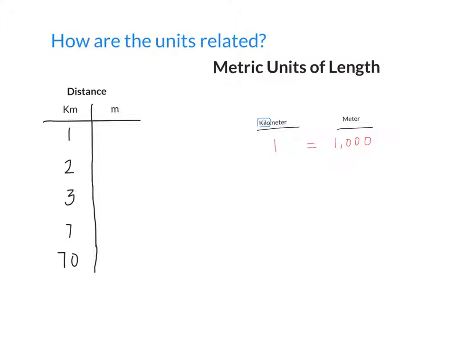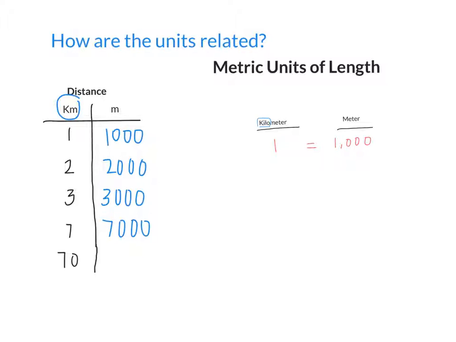So let's fill in this chart. 1 kilometer is the same as how many meters? Everyone? 1,000. Make this chart in your own notebook. Then, if we have 2 kilometers, how many meters are in 2 kilometers, everyone? 2,000. Good. How many meters are in 3 kilometers? 3,000. How many meters are in 7 kilometers? 7,000.